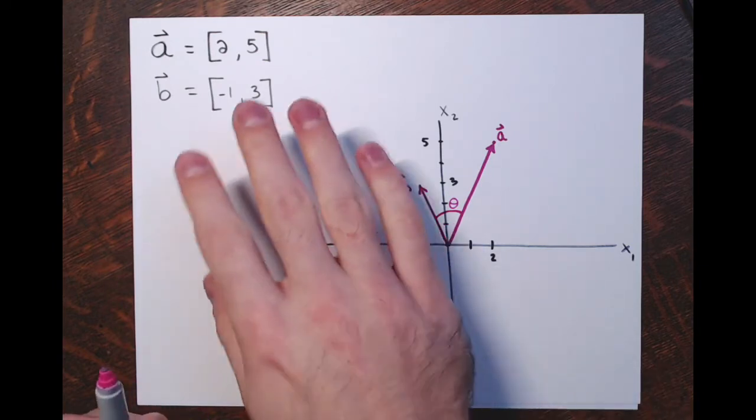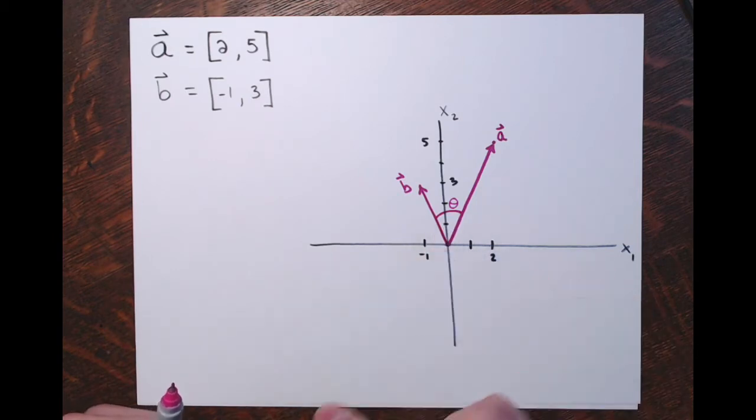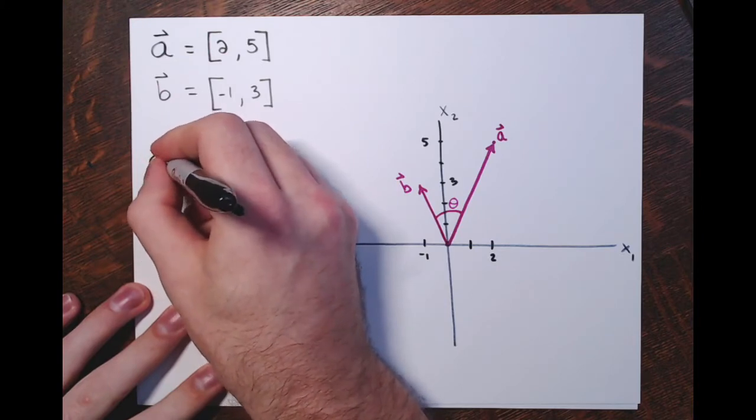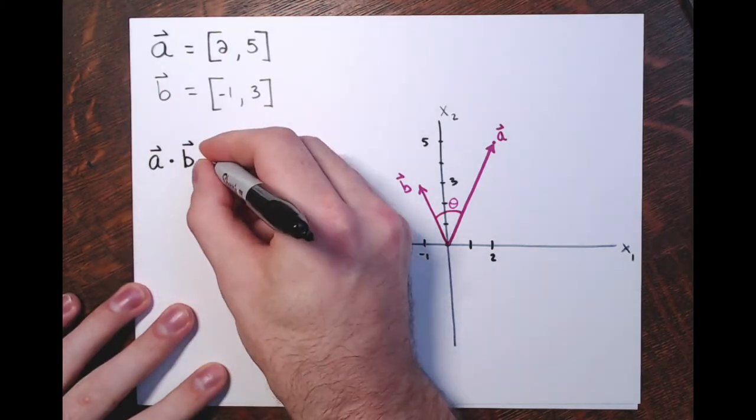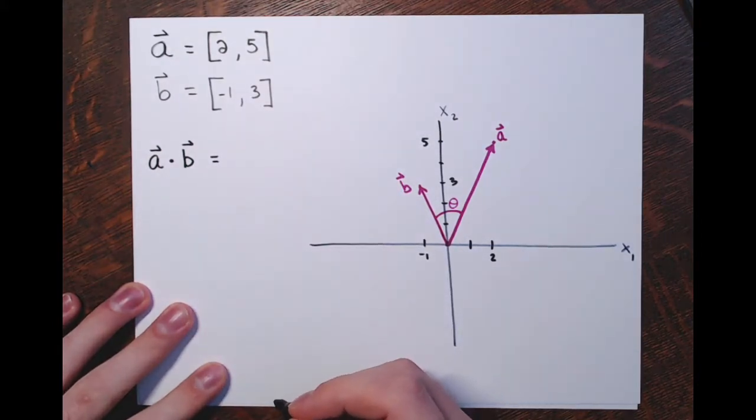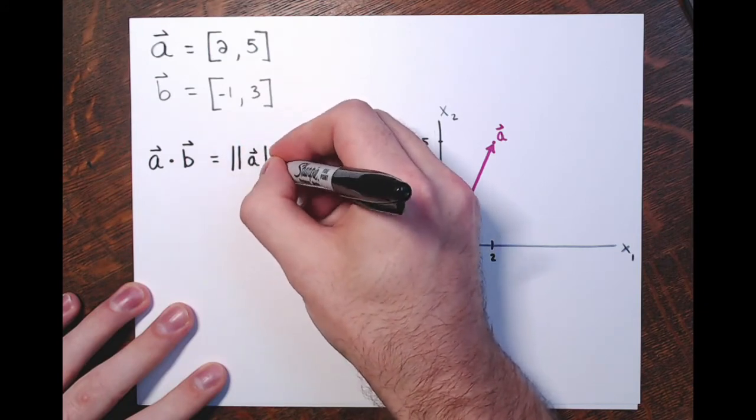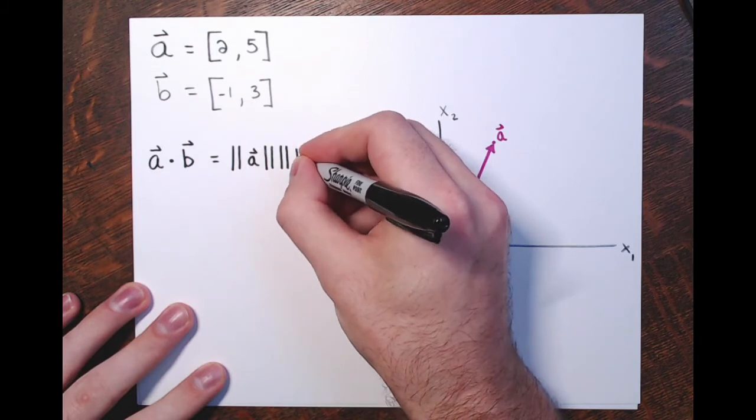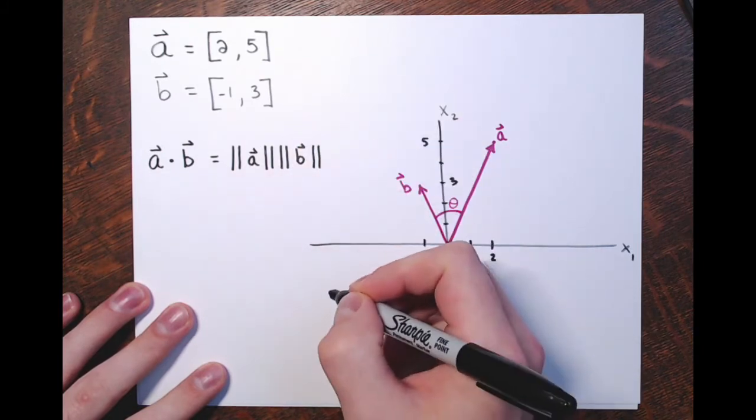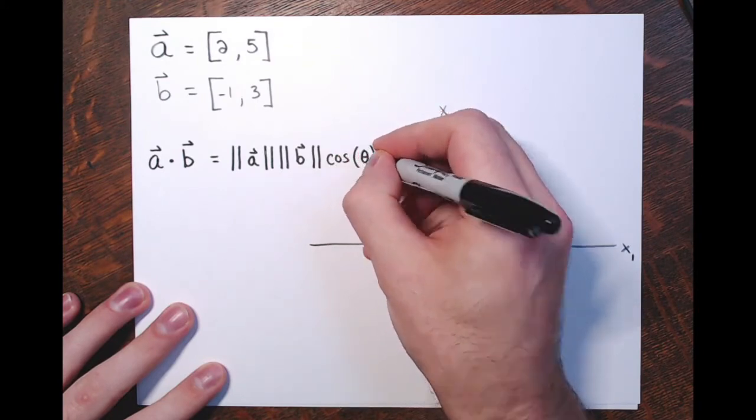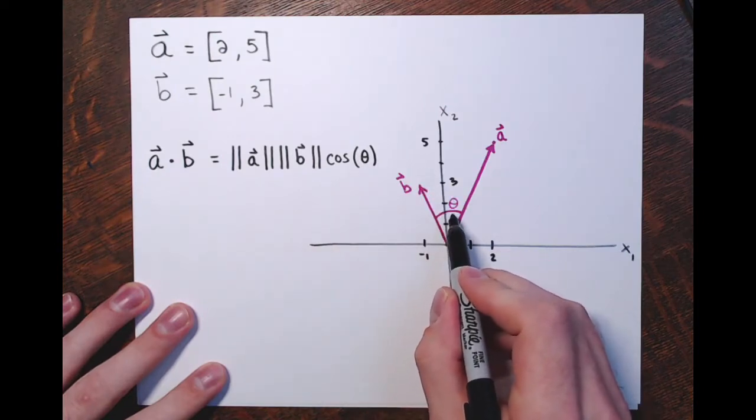So hopefully when I'm done going through this, we'll see that theta is between 0 and 90 degrees, some acute angle measure. All right, so here is that formula mentioned. The dot product of two vectors is equivalent to the magnitude of the first vector multiplied by the magnitude of the second vector multiplied by the cosine of the angle between them. So this theta here is this theta here.